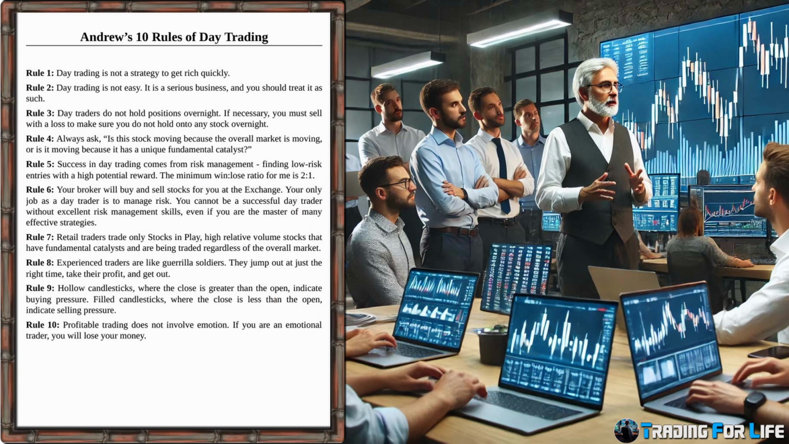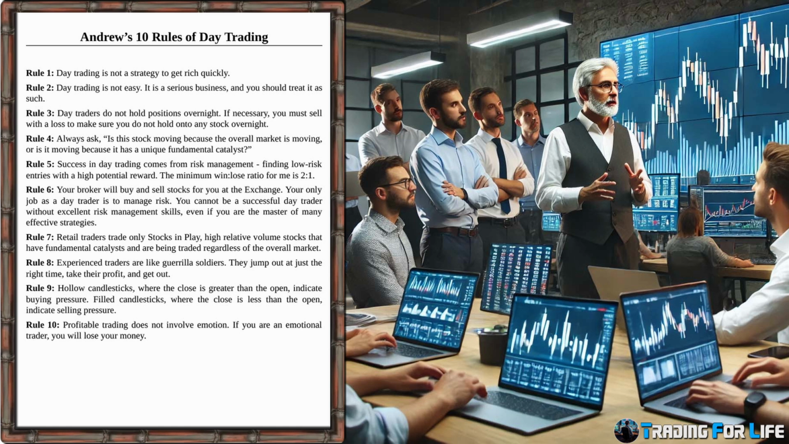Andrew's 10 rules of day trading. Rule 1. Day trading is not a strategy to get rich quickly. Rule 2. Day trading is not easy. It is a serious business, and you should treat it as such. Rule 3. Day traders do not hold positions overnight. If necessary, you must sell with a loss to make sure you do not hold on to any stock overnight.